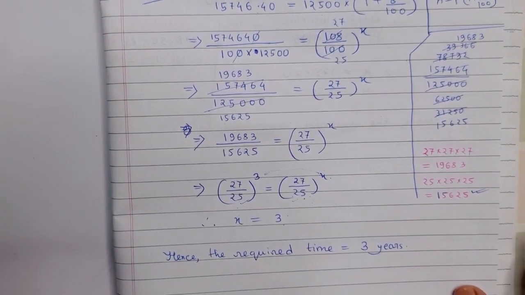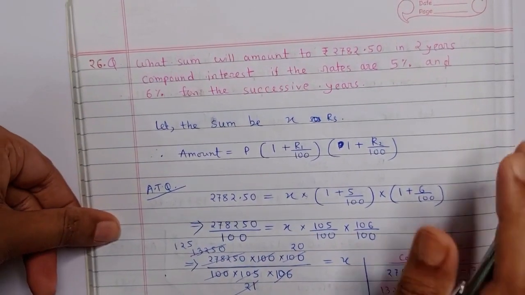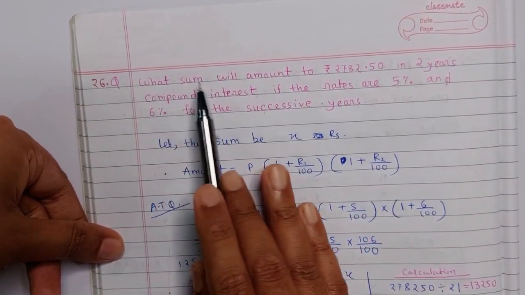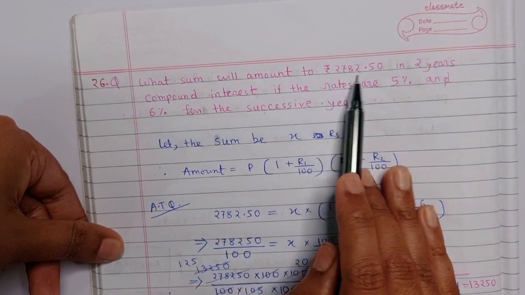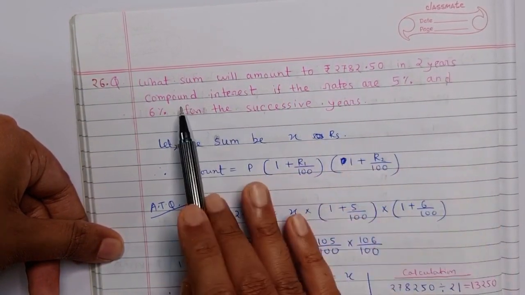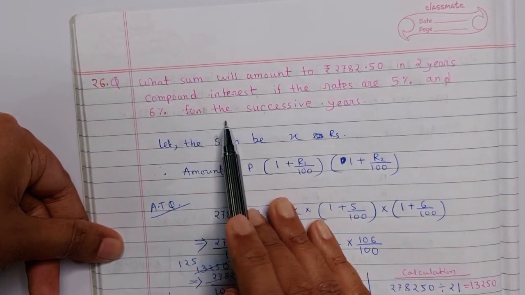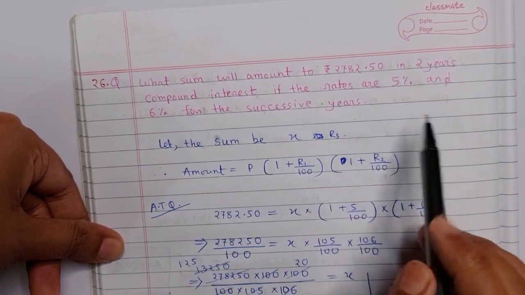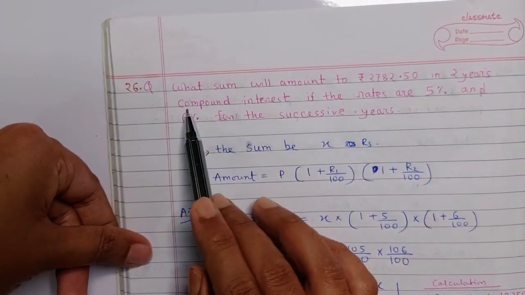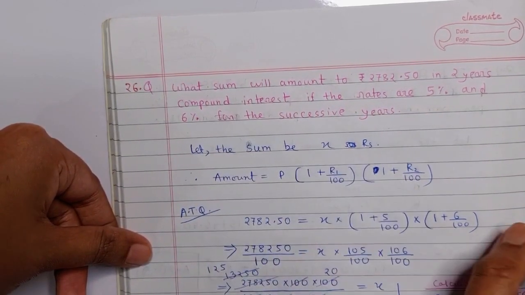Now let's do the last question, another question. Let's read the question. This is a question of successive compound interest. What sum will amount to rupees 2,782.50 in 2 years compound interest if the rates are 5% and 6% for the successive years? Which means for the first year you are getting 5% interest and in the second year you are getting 6% rate of interest. These are called successive rates of interest.